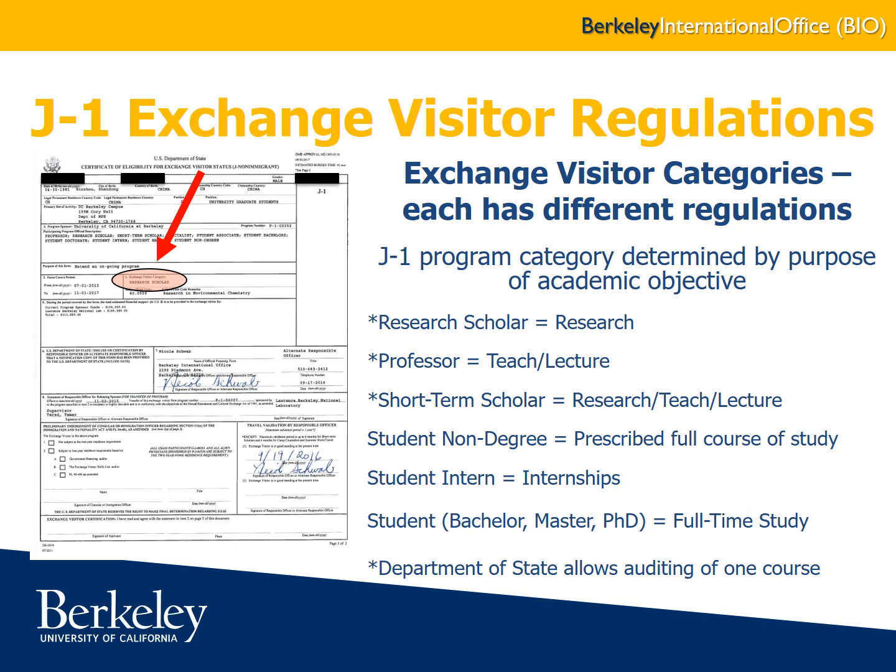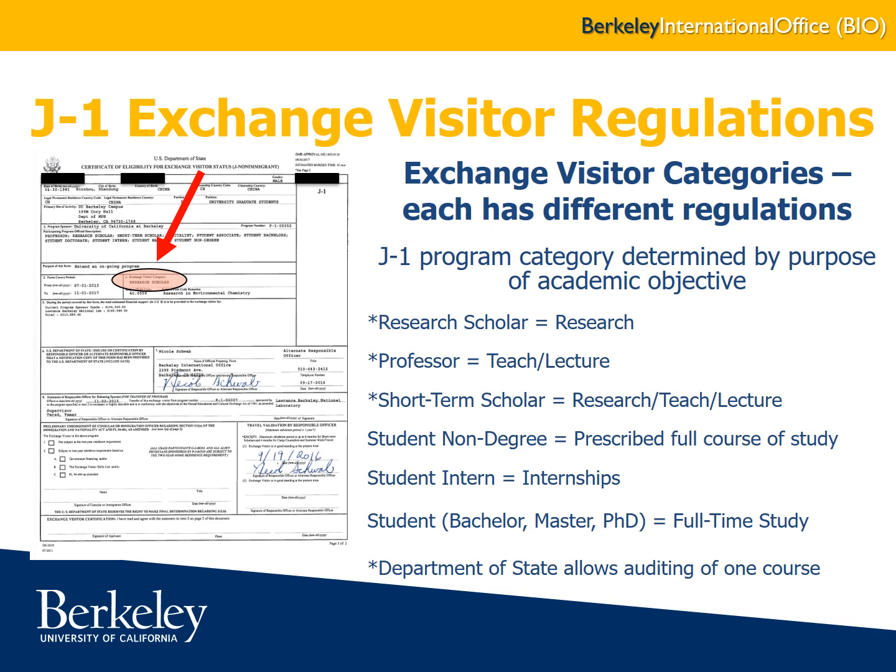Now let's get into the J1 Exchange Visitor Regulations. On Section 5 of your DS 2019, you will find your J1 Exchange Visitor category. There are 15 categories in total, and UC Berkeley sponsors 9 categories. The J1 category you hold was determined based on your academic objectives at UC Berkeley.